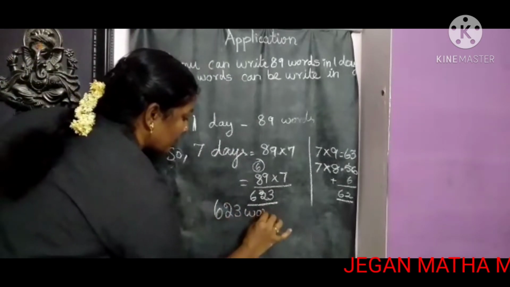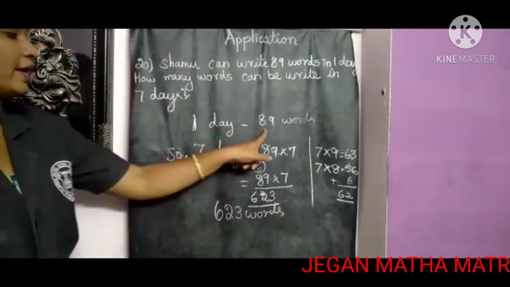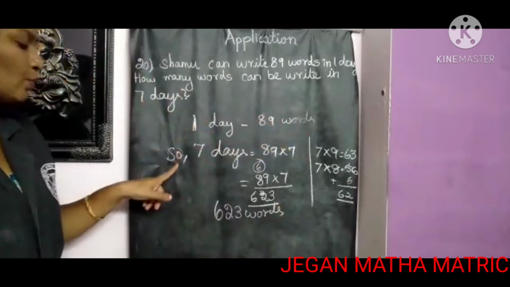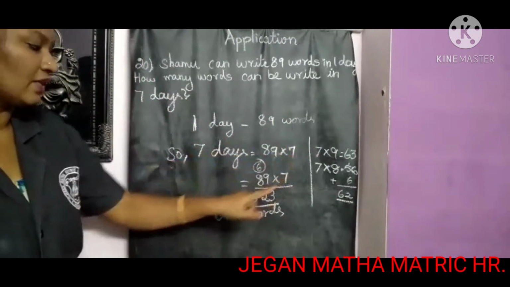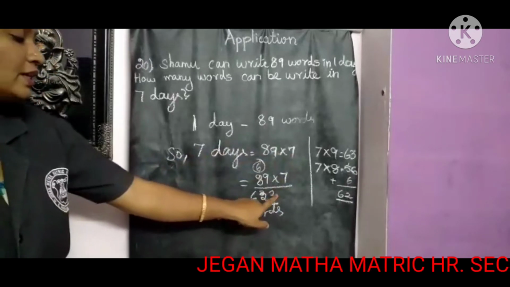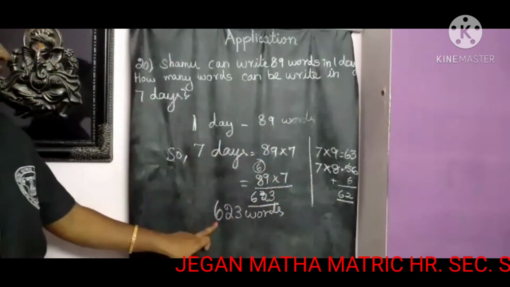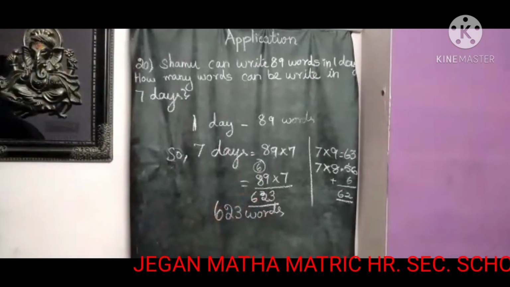Okay children, so first, in one day you write 89 words. You want to find out the 7 days, so 89 multiplied by 7. The final answer you get is 623. So totally 623 words. Let's see the next question.